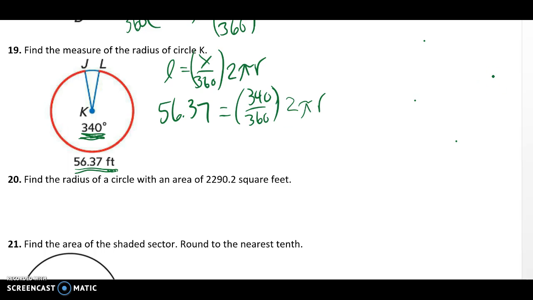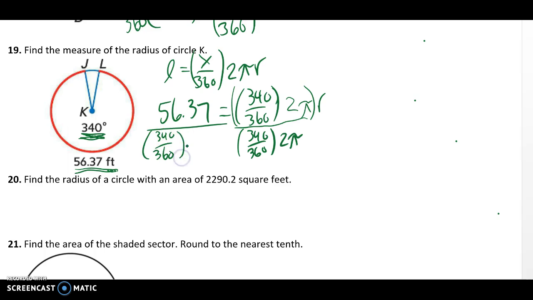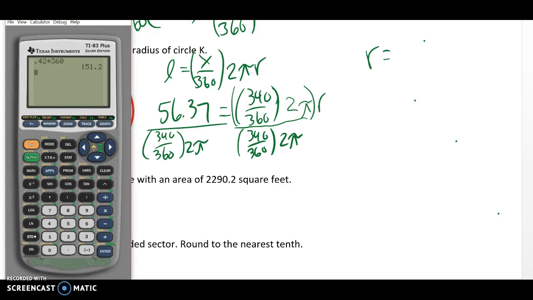And again, just solve for r. We got r being multiplied by all this stuff, so we can just divide by all that stuff. We can divide by 340 over 360 and 2 and pi on both sides. We can do this all in one step in our calculator. We should get what the radius equals. So go to our calculator.